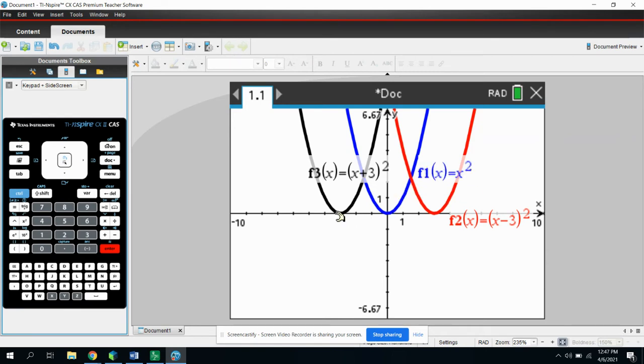It moves the vertex the opposite way you would think, and again, it's going to be over 1, up 1, over 1, up 1, over 2, up 4, over 2, up 4. This is all based on the parent function of x squared.